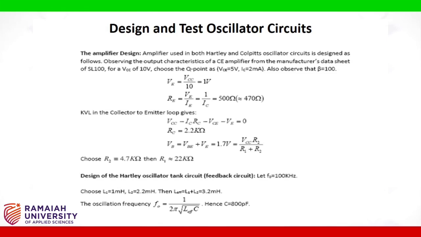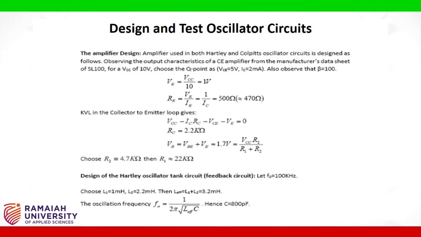Amplifier used in both Hartley and Colpitts oscillator circuits is designed as follows. Observing the output characteristics of a CE amplifier from the manufacturer's data sheet of SL100 for a VCC of 10 volt, choose the Q point as VCE equal to 5 volts, IC equal to 2 milliamps. Also observe that beta is equal to 100.